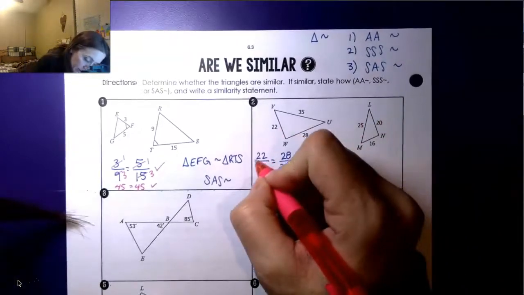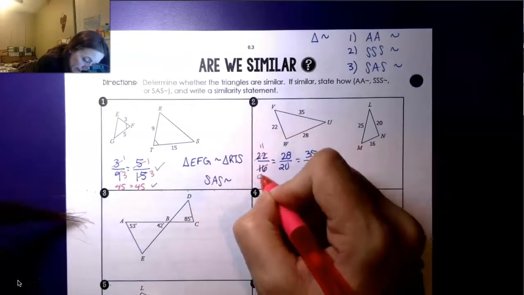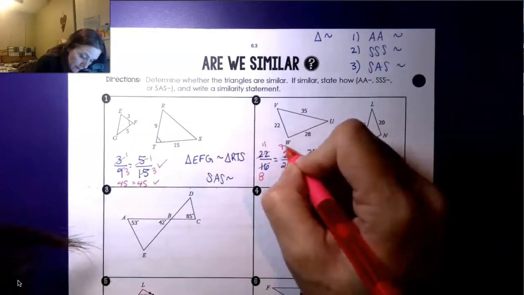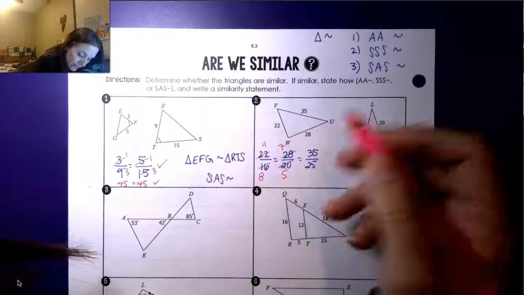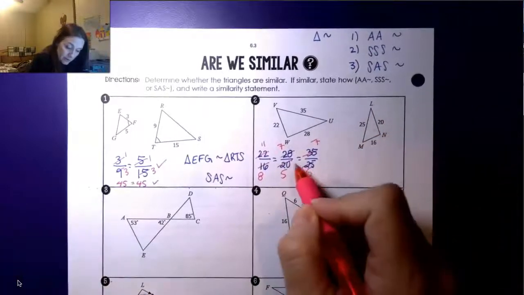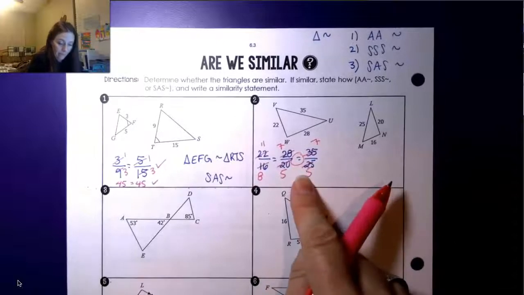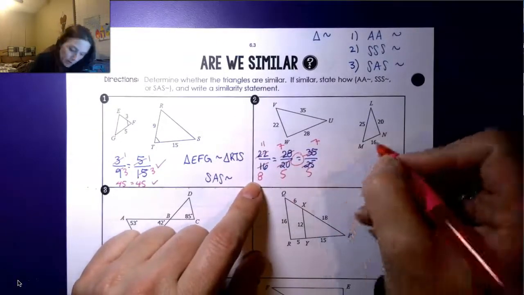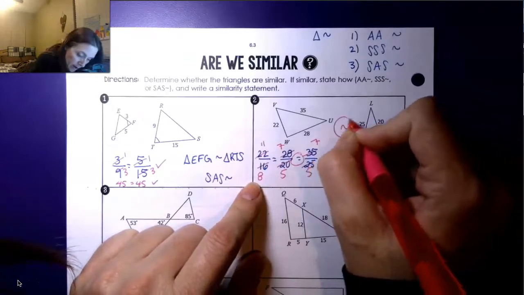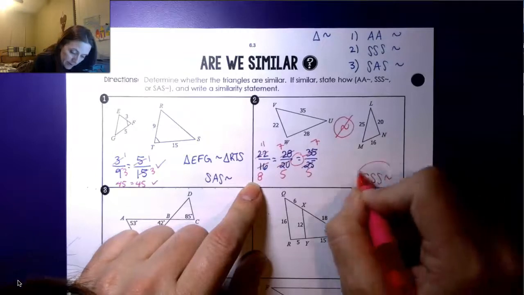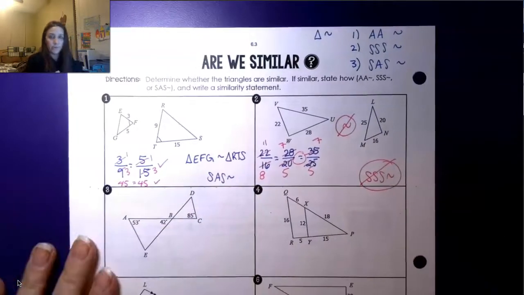These would divide by 2, giving me 11 over 8. These would divide by 4, giving me 7 over 5. These would divide by 5, giving me 7 over 5. These 2 are good. This one throws it off. They all have to be the same. So I'm going to say these are not similar because side, side, side similarity is not true.